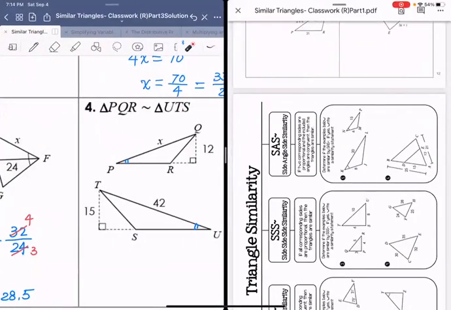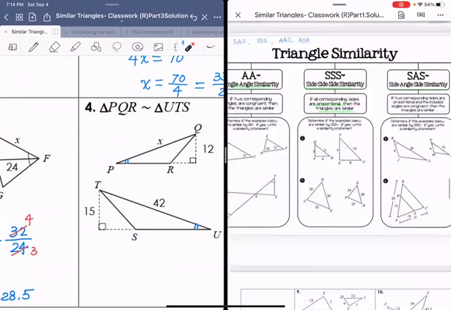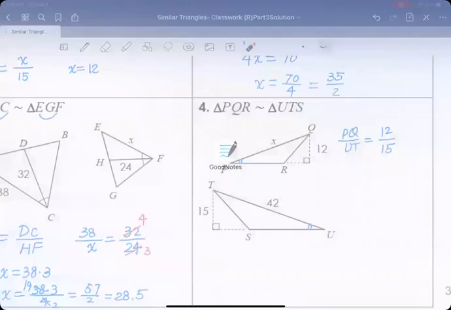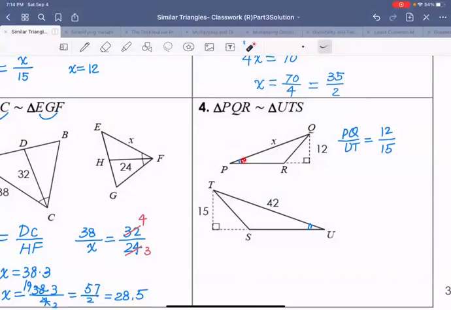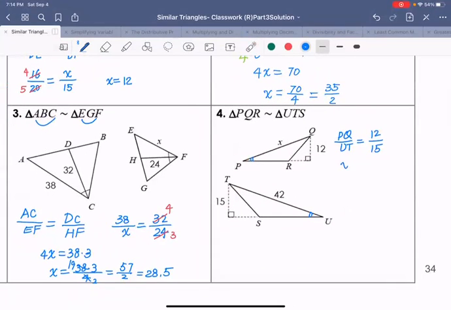Look at this. This is our AA, angle similarity. If two corresponding angles are congruent, then the triangles are similar. So we were supported by AA. This equal, this equal. So this right triangle is similar. So that's why you can say x over 42 equals 12 over 15. Does this make sense to you now? Okay, go ahead.